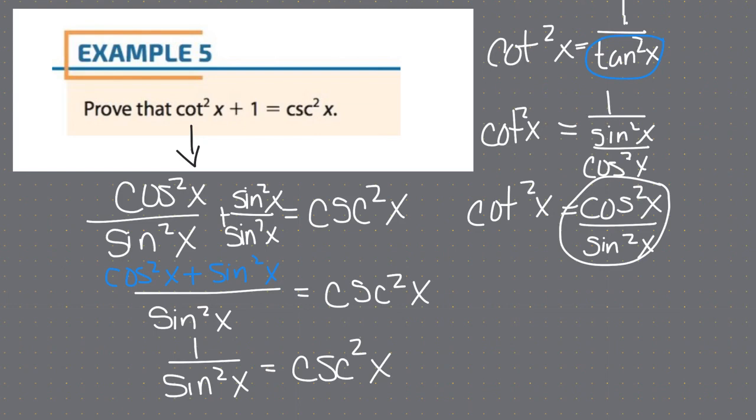Okay, this is not easy, but if you've written down everything and highlighted it and starred it and circled it, you should have no problems working through 1 through 23 odd.